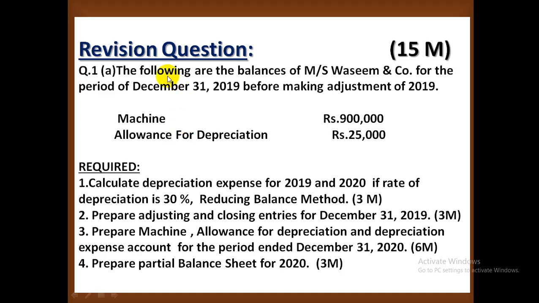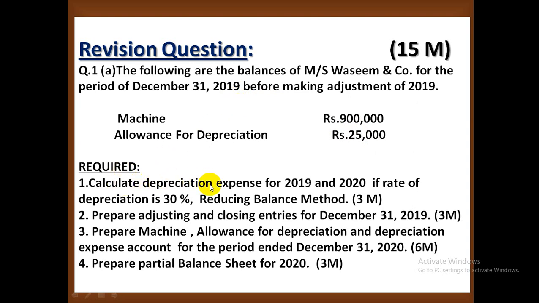This is the question. Following are the balances of Messrs. Wasim and Company for the period of December 31, 2019, before making adjustment of 2019. It means that in this balance of allowance for depreciation, 2019's depreciation expense is not included. The cost of machine is given and allowance for depreciation till this date is given.